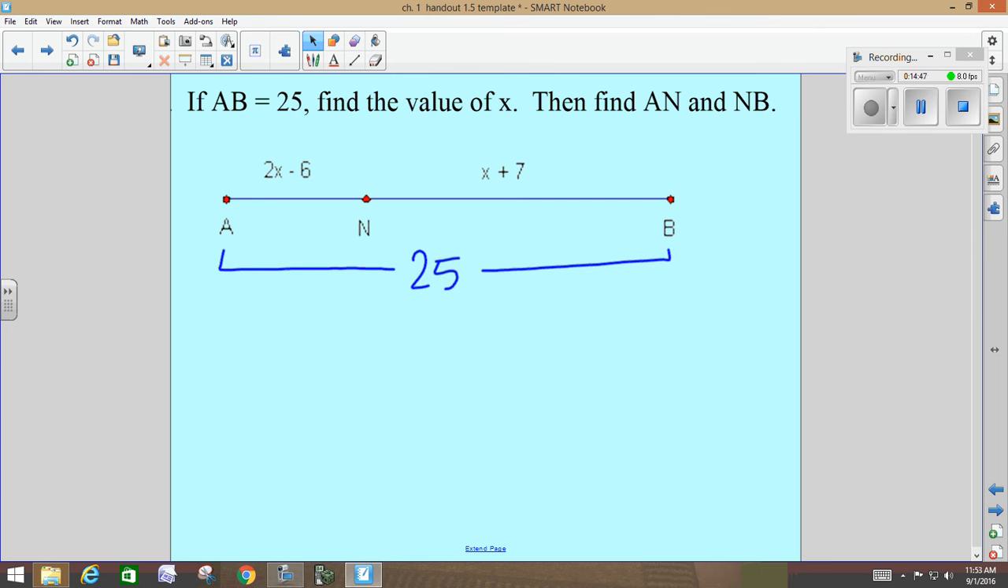Isaiah, did you have an equation? 2x minus 6 equals x plus 7. Isaiah, why would you say that these 2 segments are congruent? They both add up to 25? So does that mean that they're congruent? No, so what should we do to fix our equation?